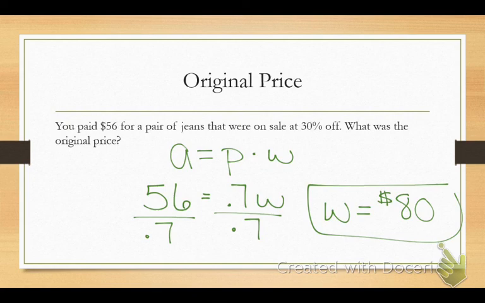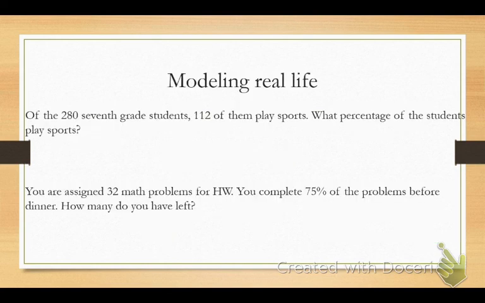Okay, questions, guys? Did we do a little better on that today than yesterday? Yes. Okay. Modeling real life questions are really important on this test. You've got to figure out, and don't necessarily look for the words of and is. That could throw you off. You have to figure out which value is my whole, my total, that's W. Which value is my part, that's going to be A. Or do I have a percentage?